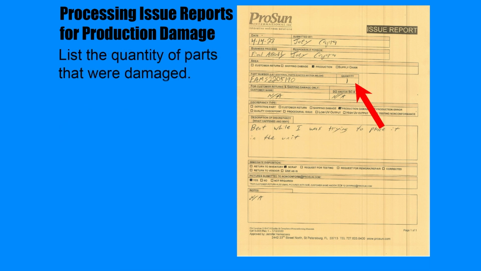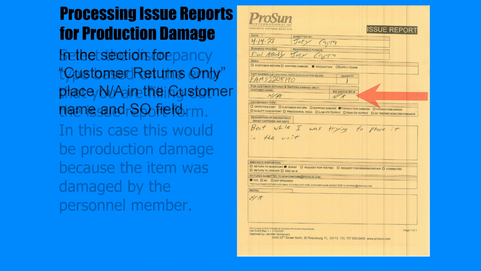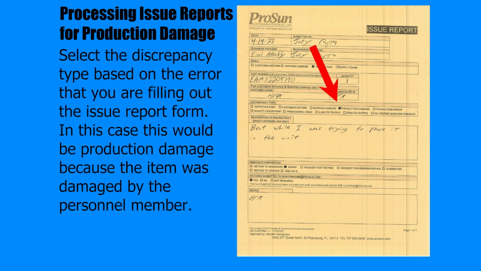List the quantity of parts that were damaged. In the section for customer returns only, place not applicable in the customer name and SO field. Select the discrepancy type based on the error that you're filling out the issue report form for. In this case, that will be production damage because the item was damaged by the personnel member.